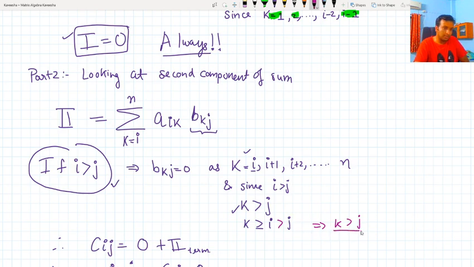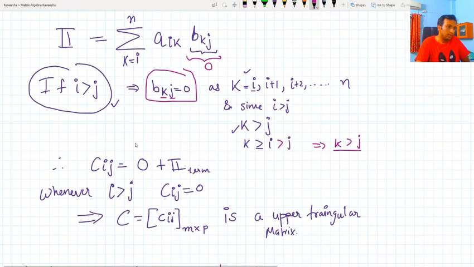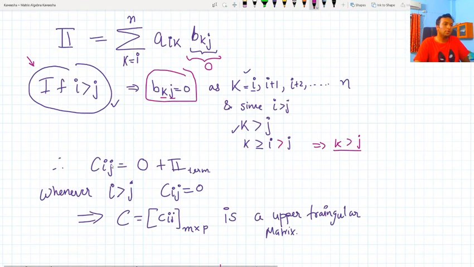Since k is greater than j, the first index is greater than the second index, and since B is also an upper triangular matrix, the second term b_kj becomes 0. So the entire second component also becomes 0, but only when i is greater than j. So we are almost done.